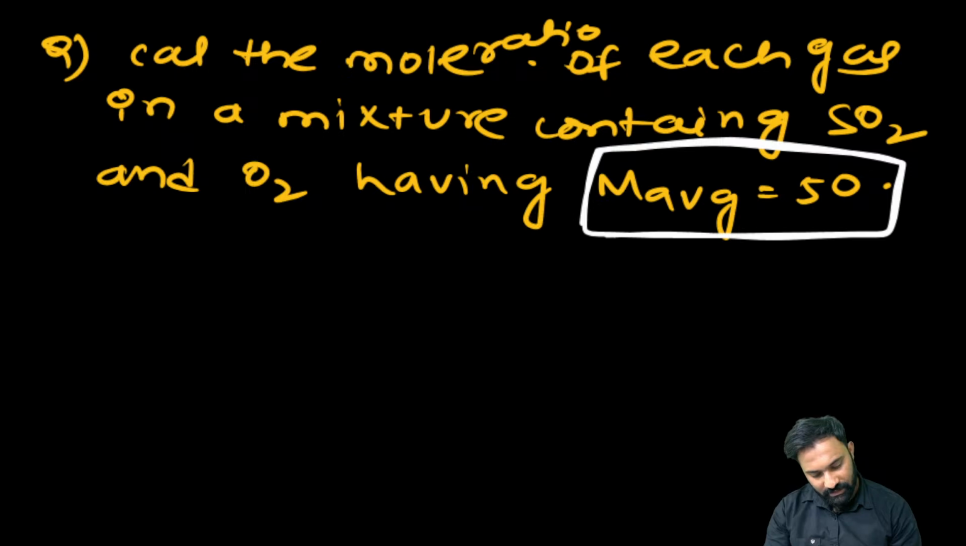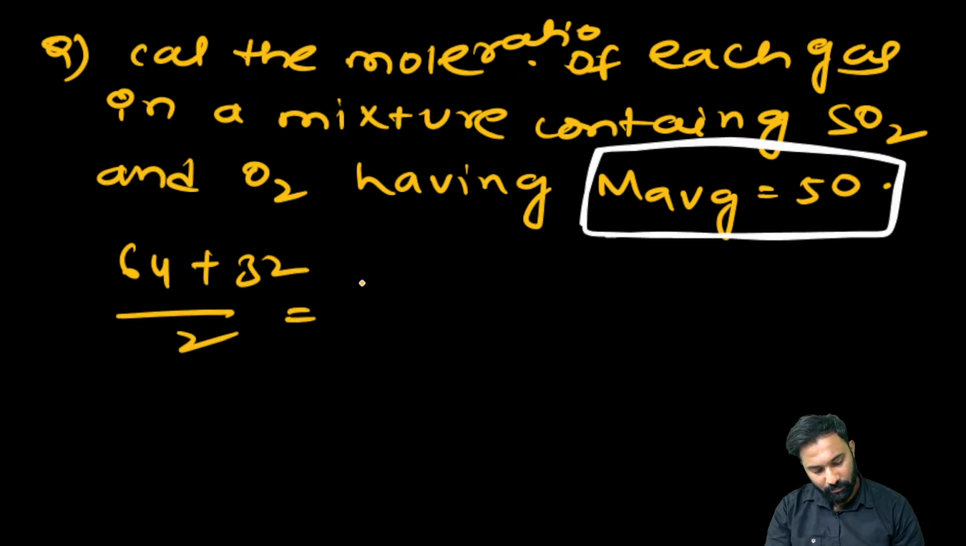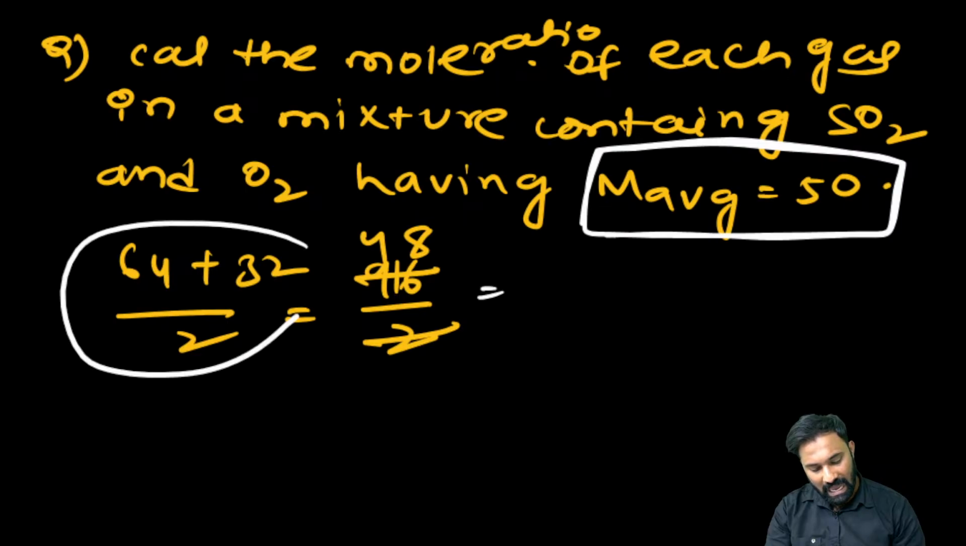Now you see, first we'll see whether they are present in the 1:1 mole ratio or not. SO2 and O2. SO2 is 32 plus 32, 64. 64 plus 32 by 2, that is 96 by 2, which will give you 48. So the molar mass average we got is 48, which is not equal to the M average. If it is not equal, then we have to solve the which-one question, right?